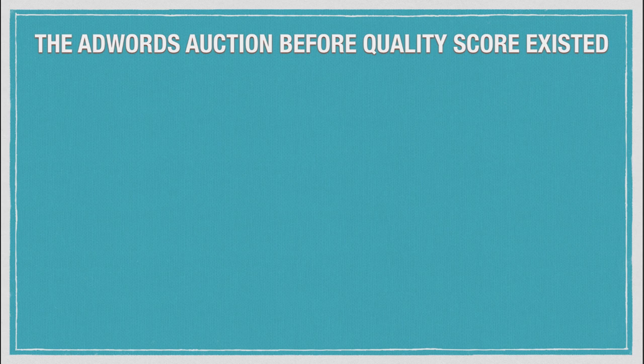Quality Score was introduced in 2005, and up until then, the AdWords auction was a really simple thing. The only thing that really mattered was your max cost per click, or CPC, for any given keyword. Or in other words, how much you told Google you were willing to pay for an ad click triggered by a specific query. Let's take a look at an example auction.